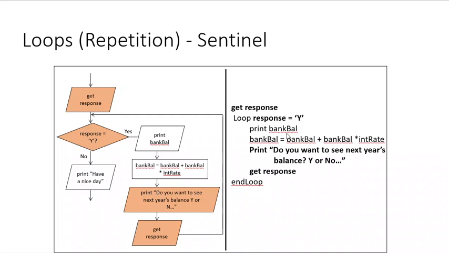Print the bank balance. Okay, so bank balance equal to bank balance plus bank balance multiplied by interest rate. Okay, then print again. Do you want to see the next balance, the next year's balance? Yes or no, get response again. And then end loop. Okay, so here this is the flowchart.